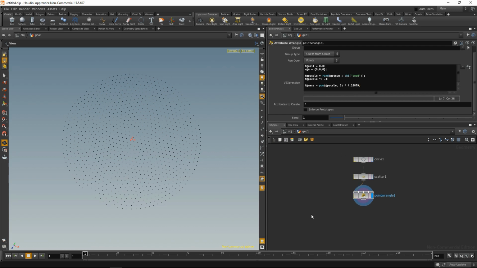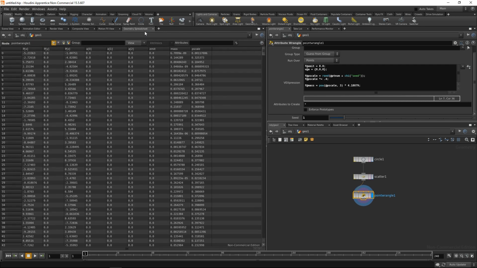Okay, now we're set up to actually write our particle system. Let's just check in the geo spreadsheet. And yes, we have our vector A, we have a position, we have our emit for shading, we have a mass and a p-scale. Perfect.